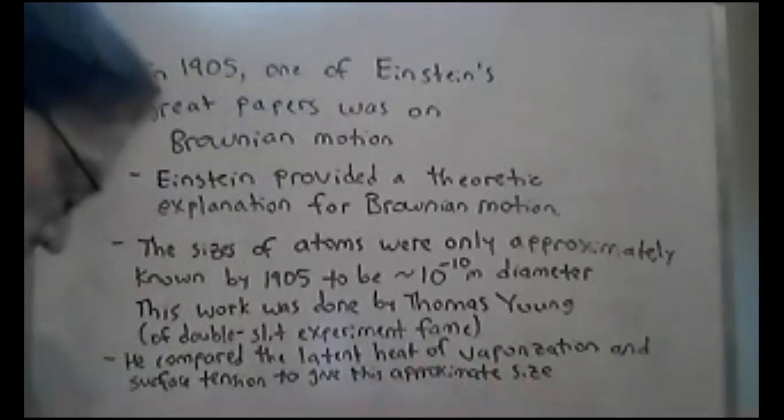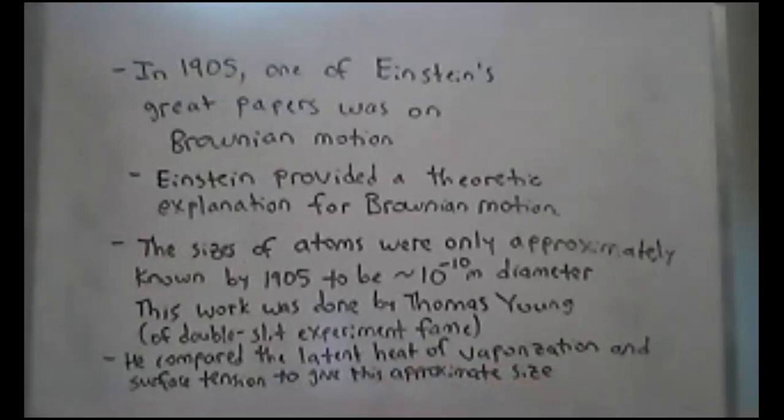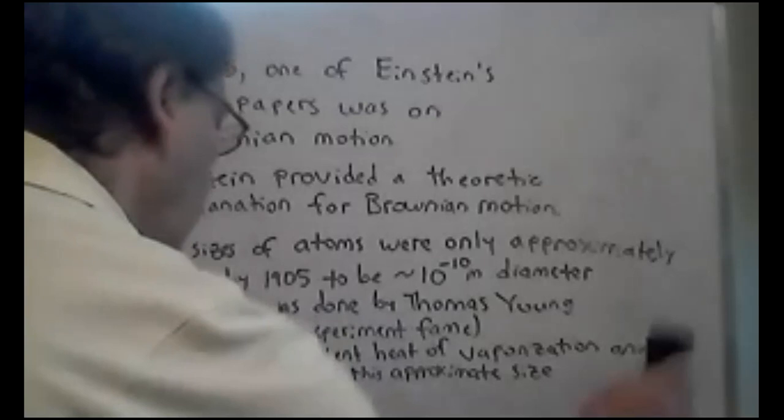Einstein's ideas caused the further development of understanding the size of atoms. His ideas were followed by the French physicist Jean-Baptiste Perrin, and he carefully observed Brownian motion, and he was able to not only confirm Einstein's theory, he also produced accurate sizes for atoms and molecules. All right, and so again, Einstein's ideas were followed up by Perrin. I'll write this down.